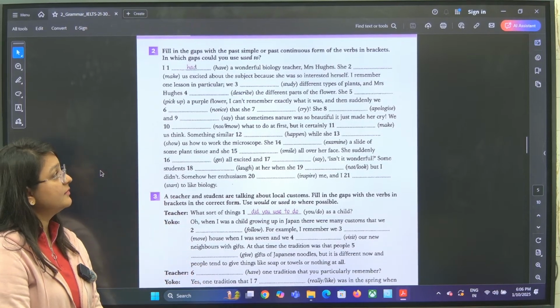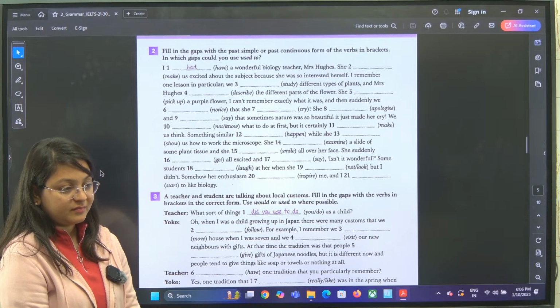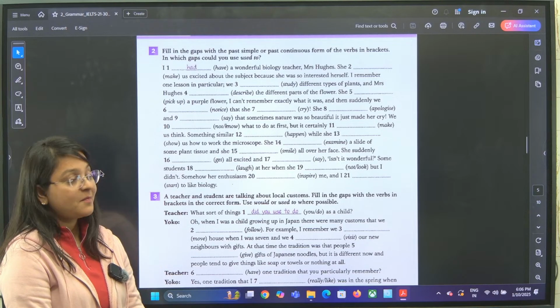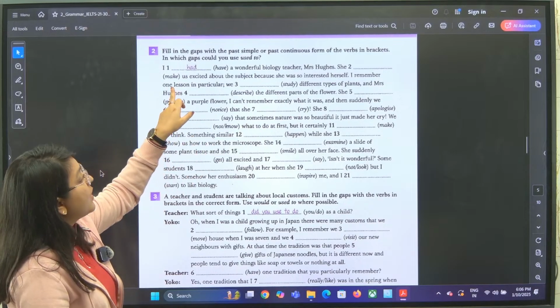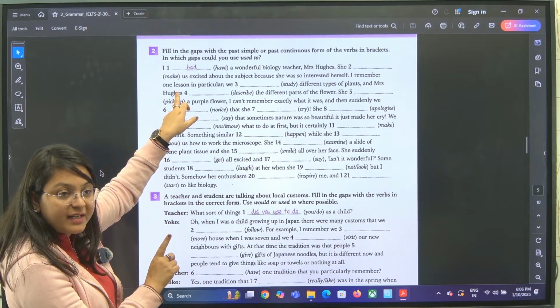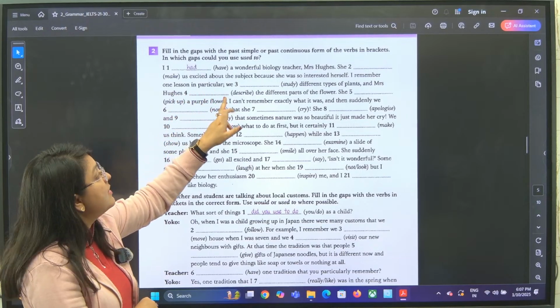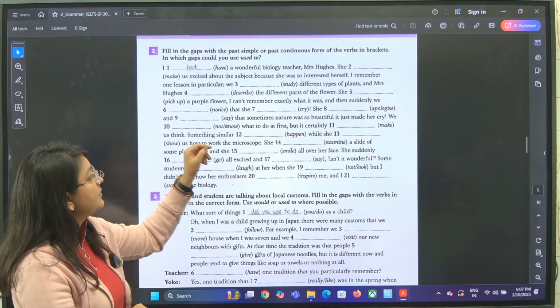We used to study different type of... We were studying different types of plant. What is he talking about? One particular lesson. Okay. I remember one lesson in particular. We were studying different types of plants.